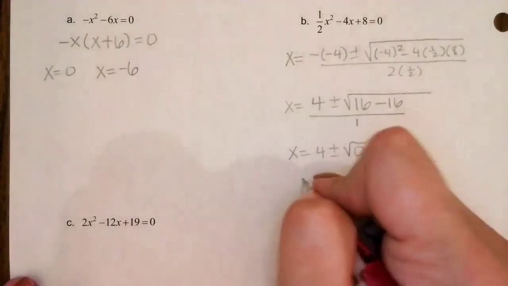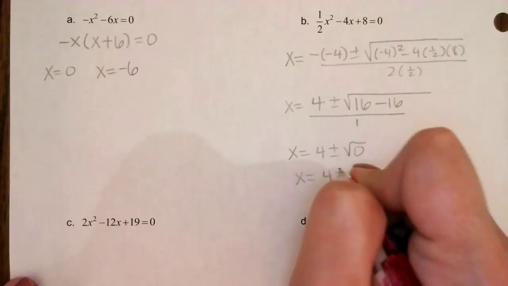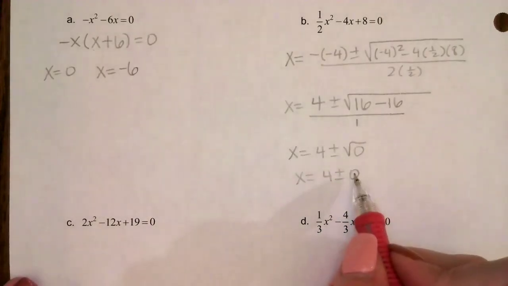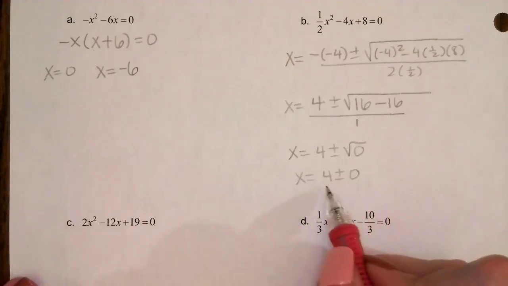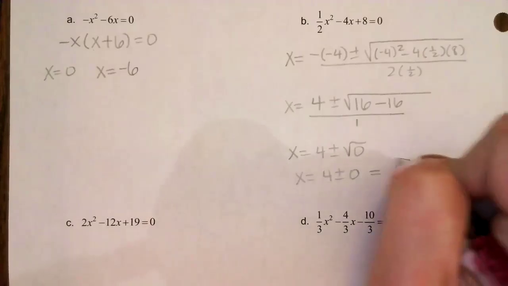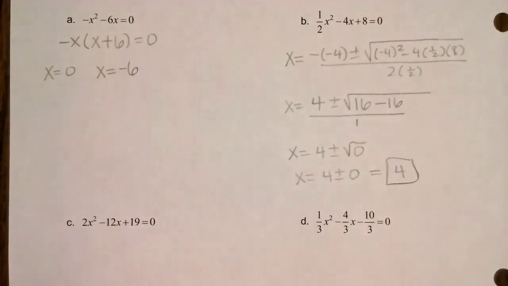Now, the square root of 0 is 0, so we get 4 plus or minus 0. This is why you only end up with one real solution, because whether I add 0 or I subtract 0, it's still going to be 4. So I have one solution, it is 4.